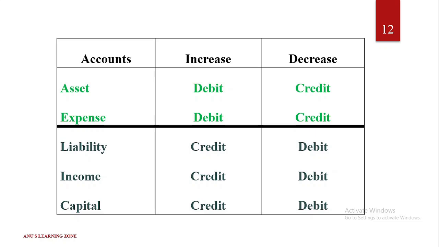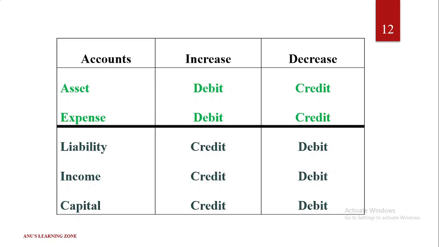Let's look at the asset first. When the value of any asset, no matter whether it is a fixed asset or current asset, both come under one single category, that is asset. When the value of an asset increases, we need to debit that account, and when the value of the asset decreases, we need to credit that account. We'll discuss that in detail with the help of examples.